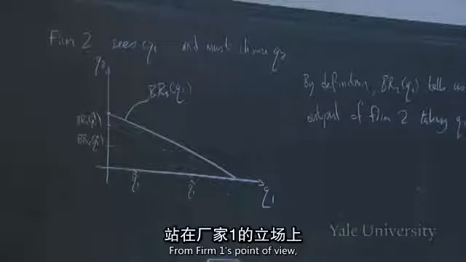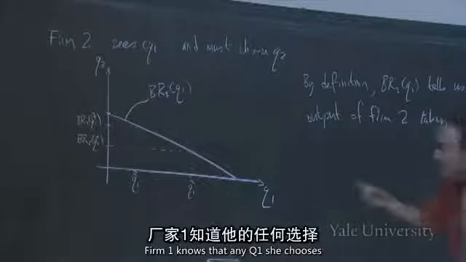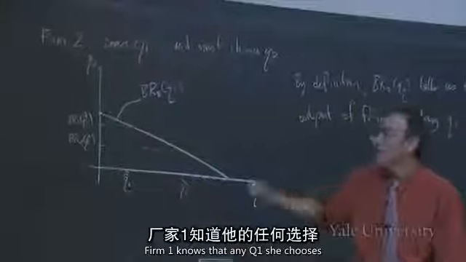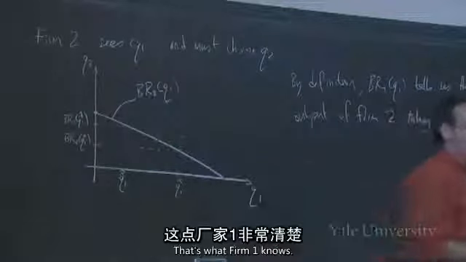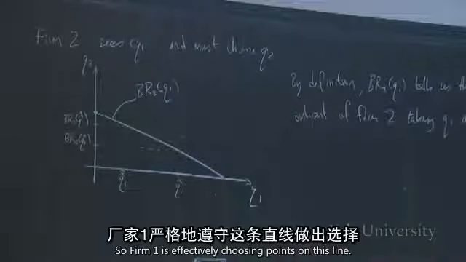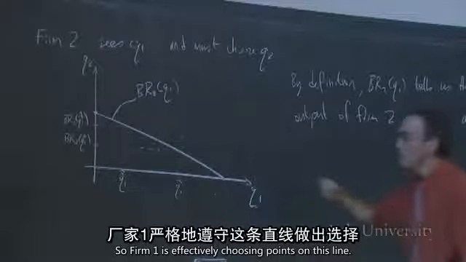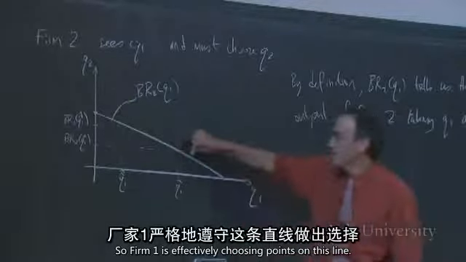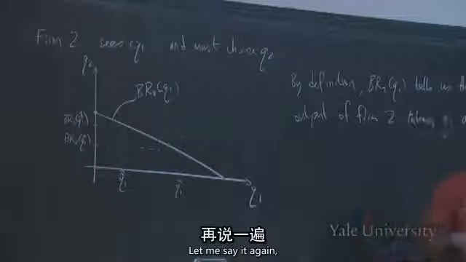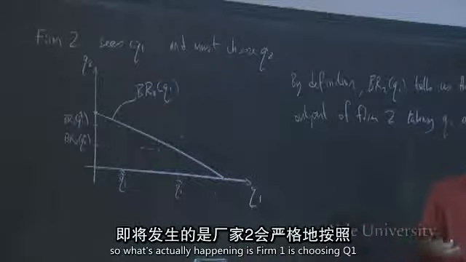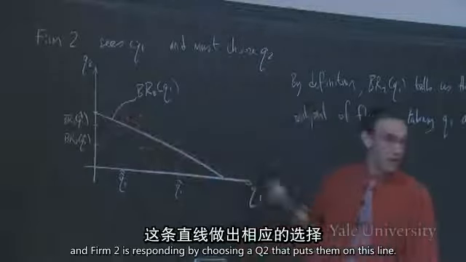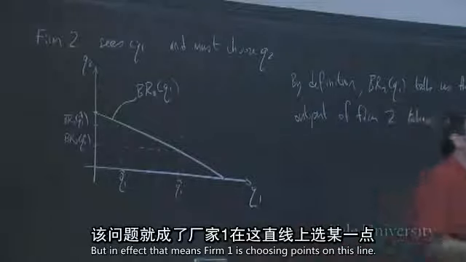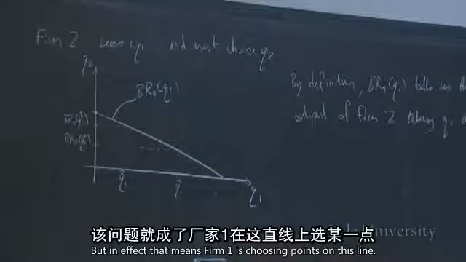From firm 1's point of view, firm 1 knows that any Q1 she chooses leads to a response on this line by firm 2. That's what firm 1 knows. So firm 1 is effectively choosing points on this line. Let me say it again. So what's actually happening is firm 1 is choosing Q1, and firm 2 is responding by choosing a Q2 that puts them on this line. But in effect, that means firm 1 is choosing points on this line.